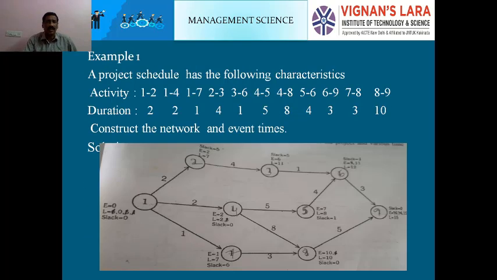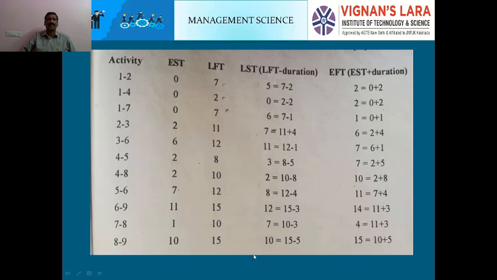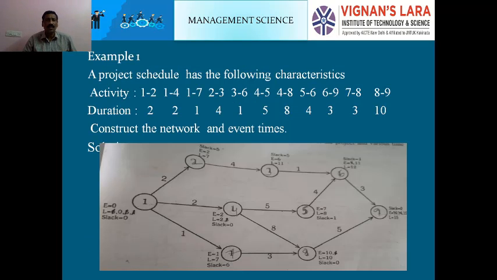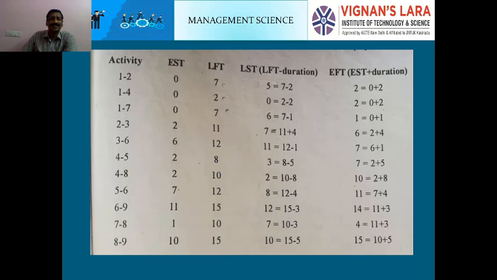Let's go and see here. Latest finishing time: 1-2 latest finishing time is 7. 2-3 latest finishing time is 11. Like that, what I have explained here. Now LST, latest starting time: LFT minus duration. That means 7 minus 1-2 duration. How much? 1-2 duration is 2. 7 minus 2, 5. Like that.